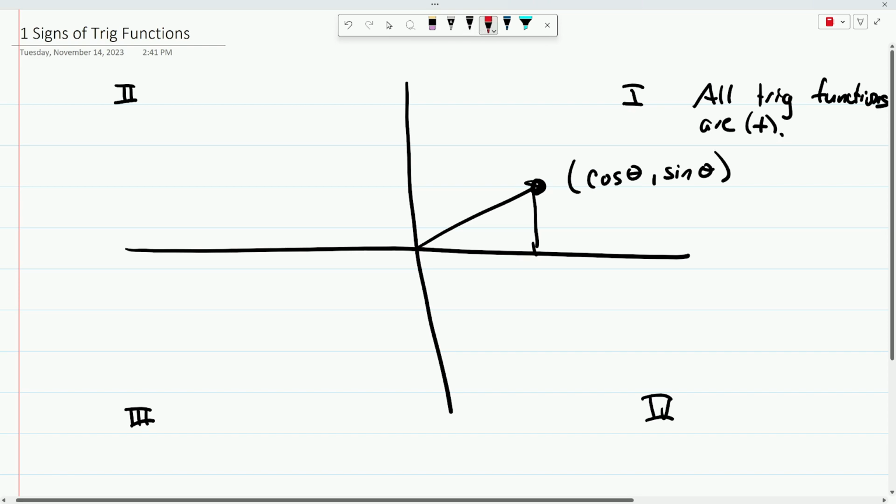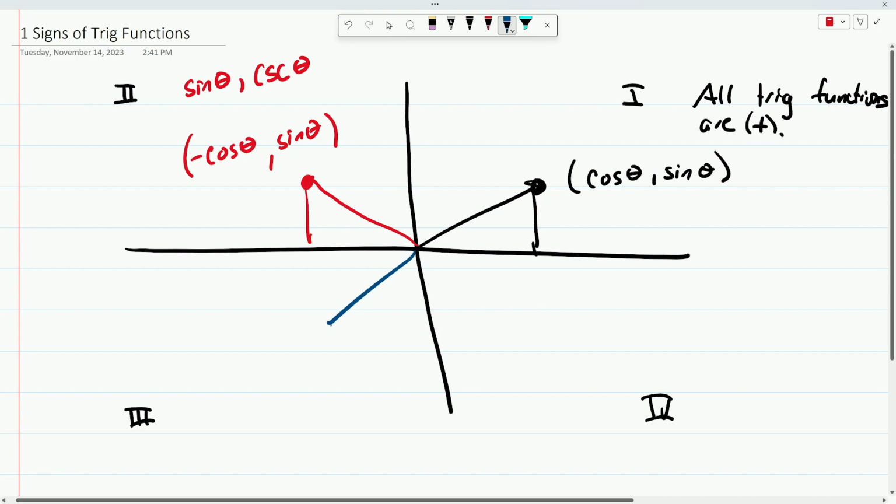Now, if you go over into quadrant 2, this has the form negative cosine theta, sine theta. So the way to remember this would be to think about what's positive. In quadrant 2, the only thing that's positive is going to be sine theta and cosecant theta. Everything else is negative.